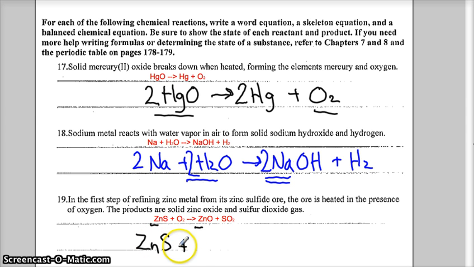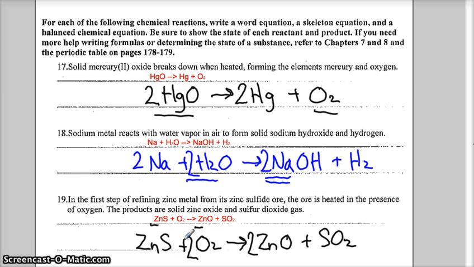ZnS plus O2 gives me ZnO plus SO2. Okay, so we have 2 oxygens on the left-hand side. We have 3 on the right-hand side. So similar to the one we had above, similar to number 18. If I put a 2 in front of zinc oxide, I will have now 4 oxygens on the right-hand side, correct? So now I can put a 2 over here.